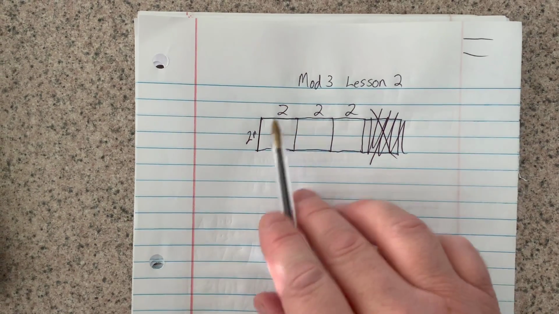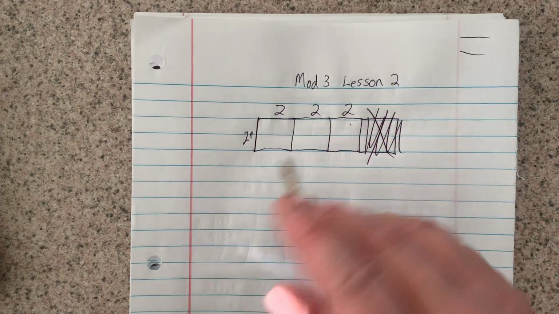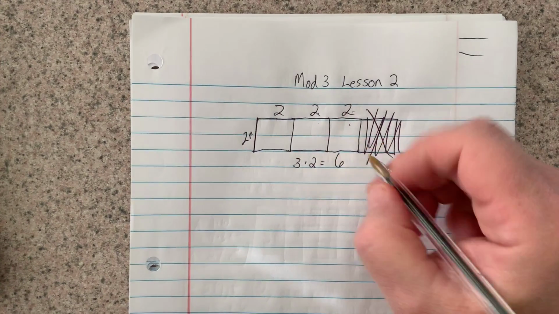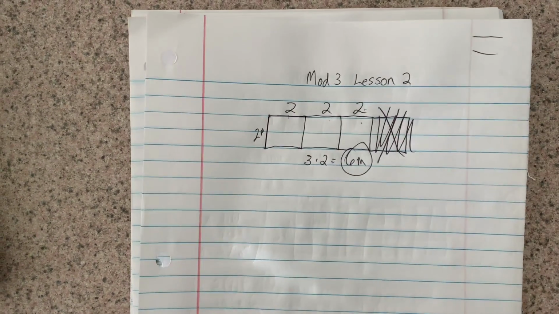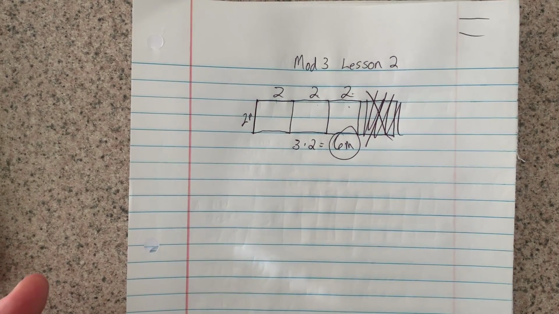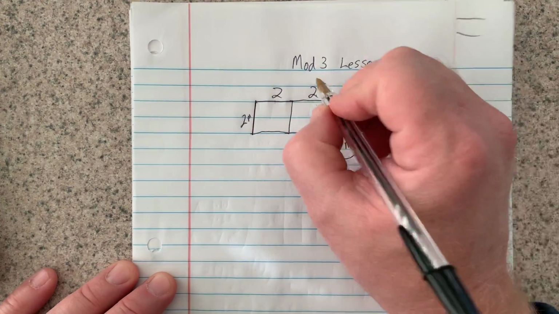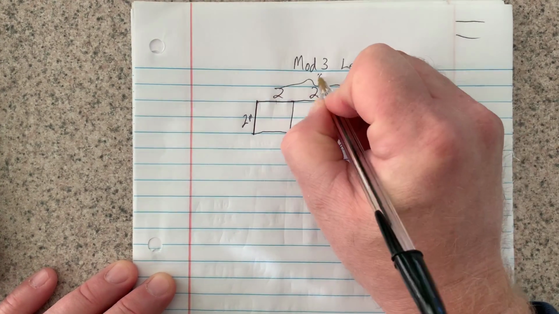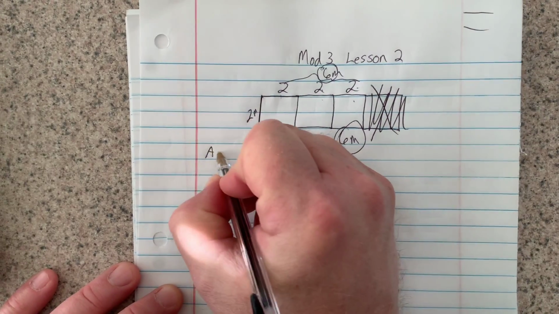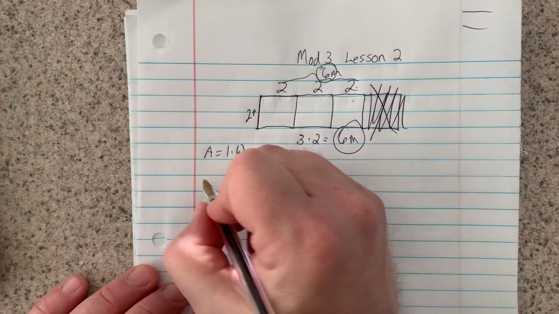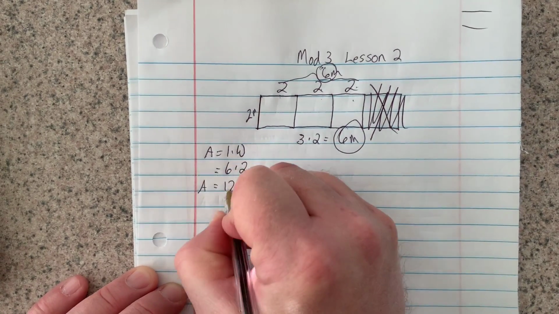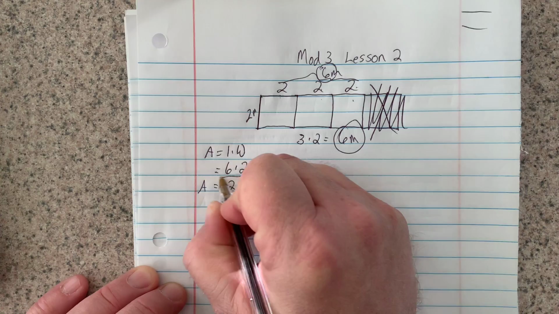All right, so now if we look at this, 1, 2, 3 times 2, 3 times 2 equals 6. 2 plus 2 plus 2 equals 6 meters, right? So we have a length of 6 meters and the width of 2 meters. Okay, so we have 2 here and we have 6 all together up here. 6 meters. Well, what is the area? Well, area equals length times width. So area equals 6 times 2. So area equals 12 inches squared.